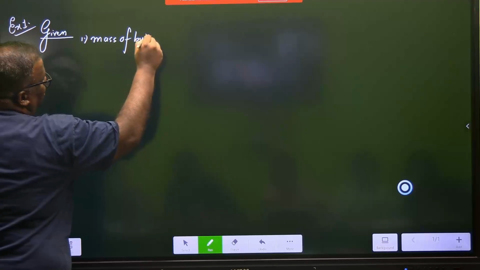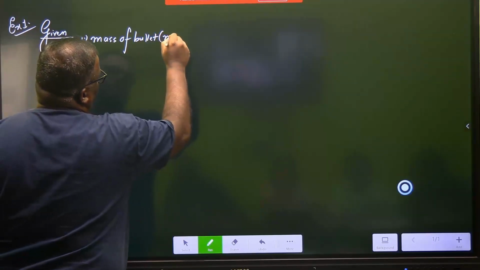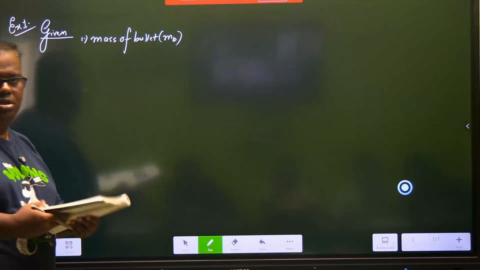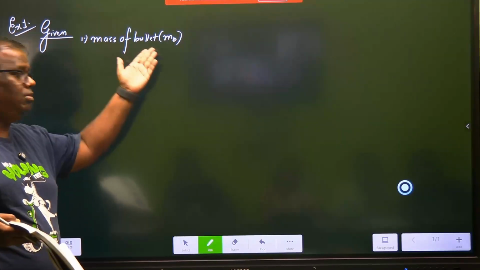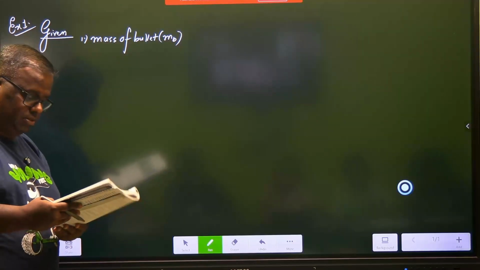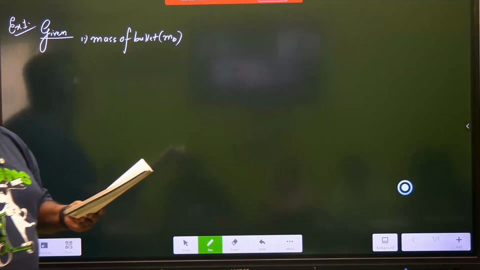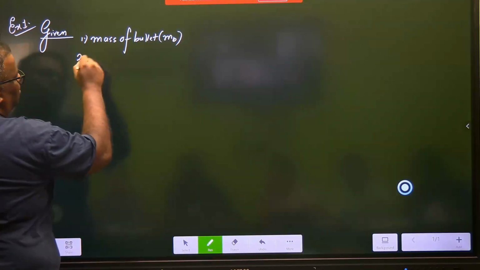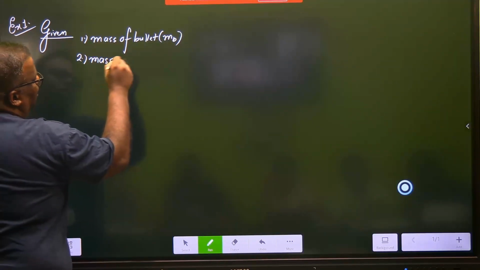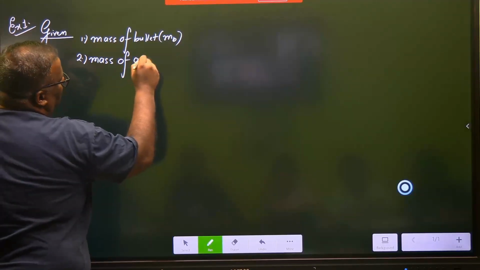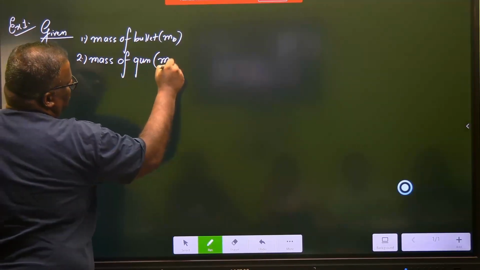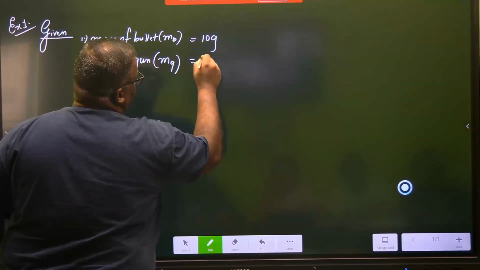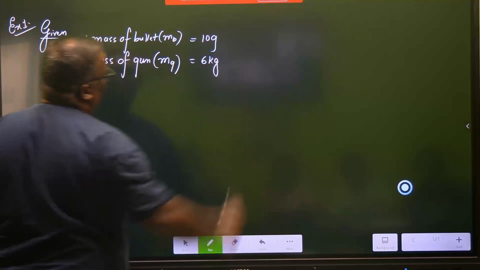And I would want problems to be done exactly the way I teach. You just don't write MB equal to 10 grams. I don't know what it is, in the exam also. You have to write the heading: how do I know what is mass MB? Okay, is fired from a gun of mass 6 kg. Mass of gun, so we'll write that as mg. So this is 10 grams and this is 6 kg.